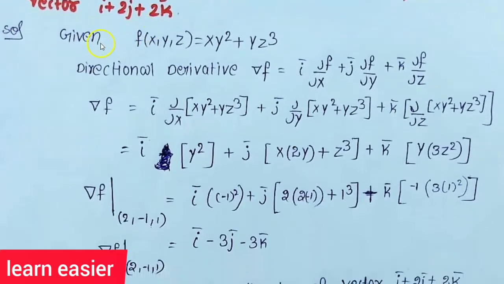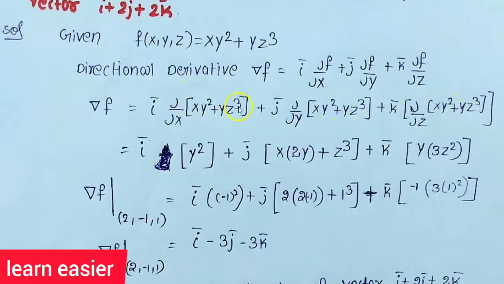Here is the solution. Now take the function f of x, y, z equals xy square plus yz cube. So now we have to find del f, which equals i bar into dou f by dou x plus j bar into dou f by dou y plus k bar into dou f by dou z. So now we have to substitute the function in this equation.